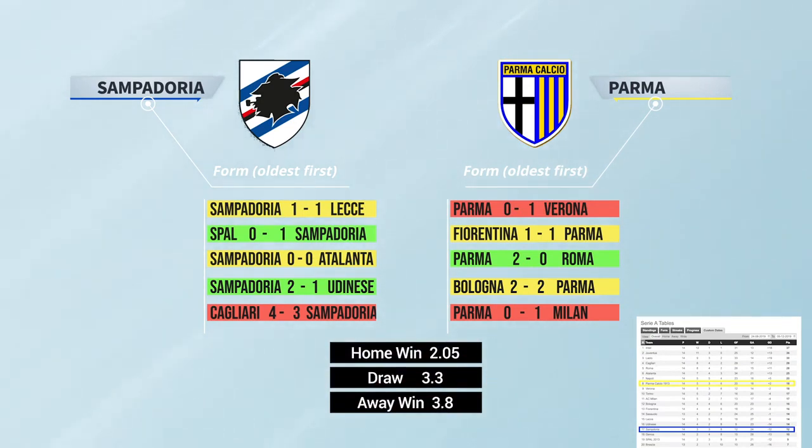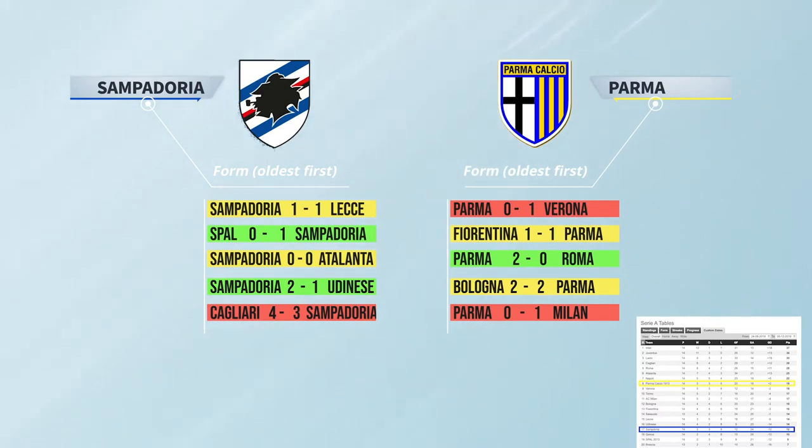What I ask you to do when analysing form is to consider the strength of the opposition and whether the results came home or away. A team may appear at first glance to be on a poor run of form, but if a majority of those games has been against top sides, then you need to factor that into your analysis.